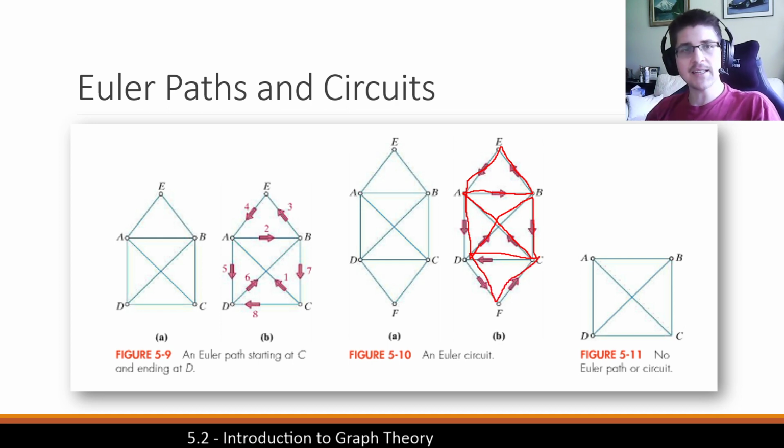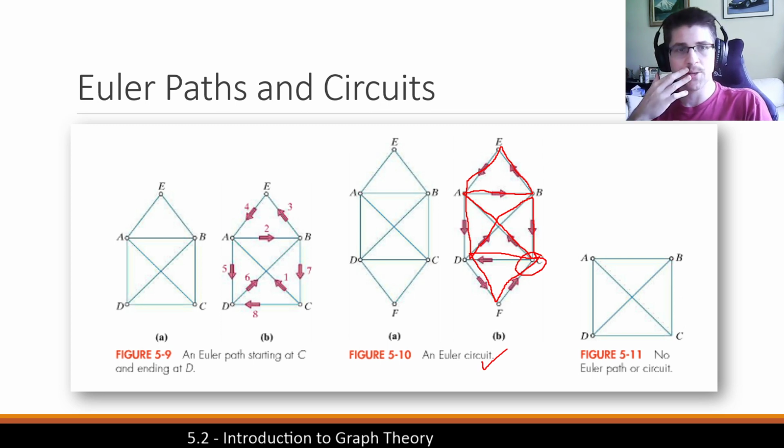Notice that we can completely traverse this graph. Again, no deadheading, it worked, and we started and ended at the same point, which would give us an idea of what an Euler circuit would look like.